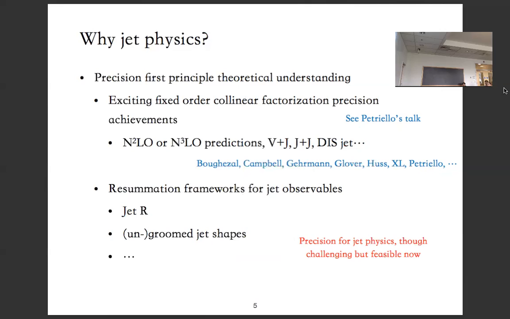And other than the fixed order calculation, we can have resummation frameworks for the jet observables. Even though we have those very complicated jet pruning or jet trimming procedures, we still can come up with a resummation framework that allows us to resum things like the jet R, or to resum the ungroomed or groomed jet shapes, for instance, the jet mass. So all in all, the precision for jet physics is hard and challenging, but nowadays it's available. We have lots of tools for that, and we have public code for that.